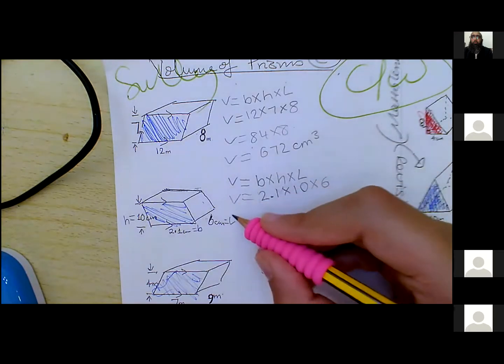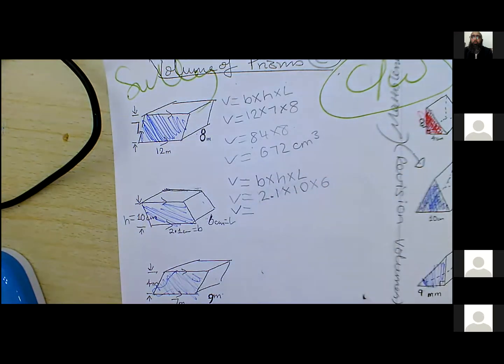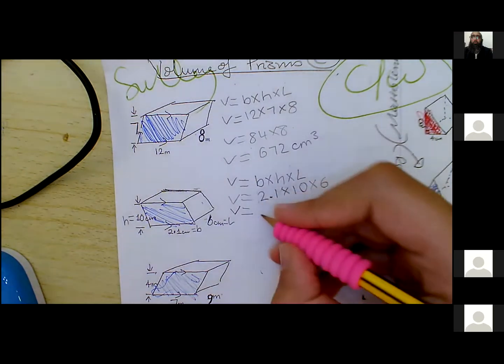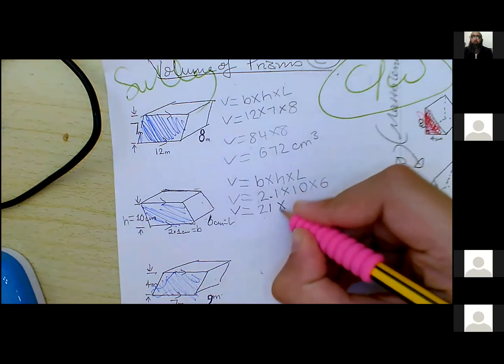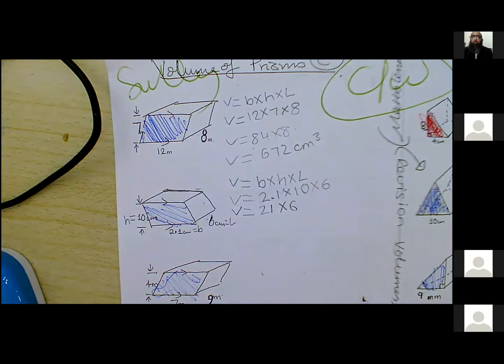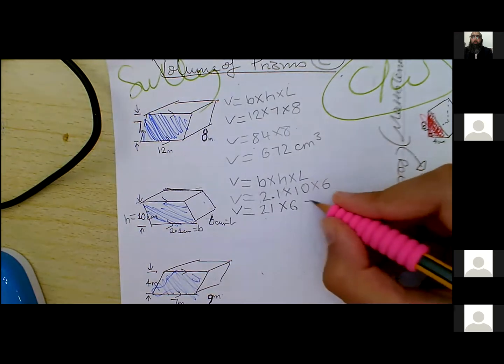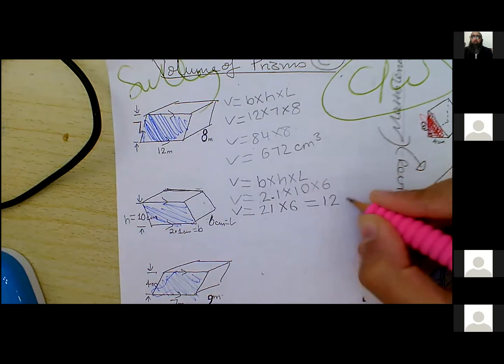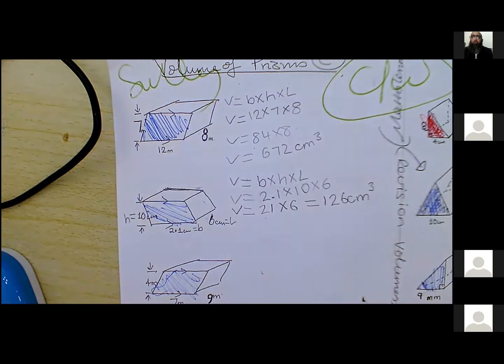Volume equals, what's 2.1 times 10? 21. What's 21 times 6? 21 times 6 is 126. So on the same line, 21 times 6 equals 126 what? Centimeters cubed. Fantastic, that's lovely.